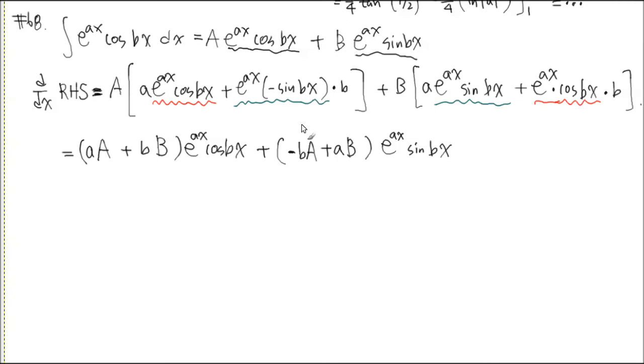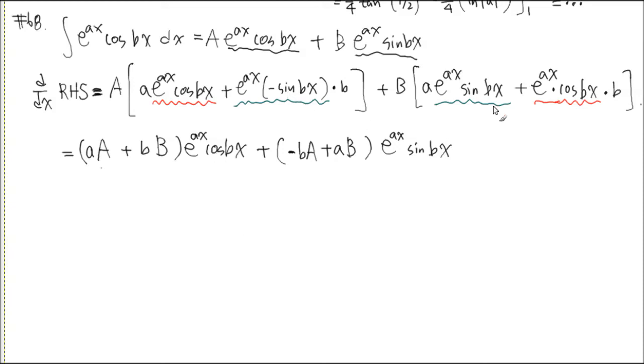I underlined the red one, that's e to the ax cosine bx. What's multiplied to that is capital A multiplied by little a. So I wrote down here, a and multiplied by A. Looking at the e to the ax cosine bx here, we have little b multiplied to capital B. So altogether it's going to be little b multiplied by B. If you collect them, it's going to look like that.